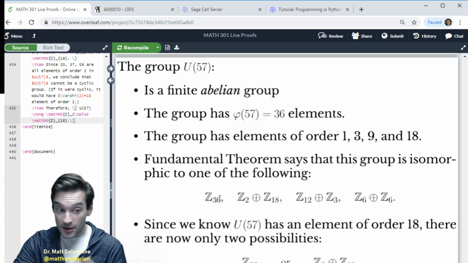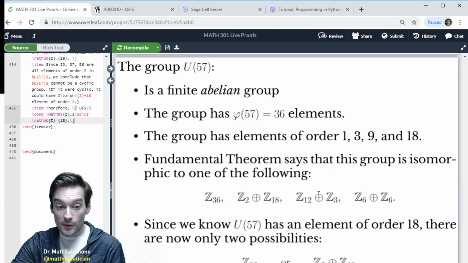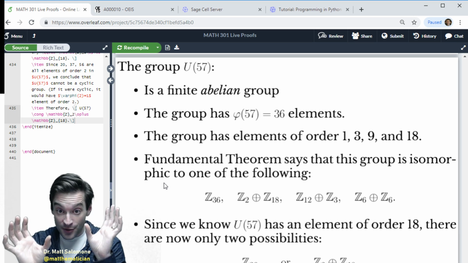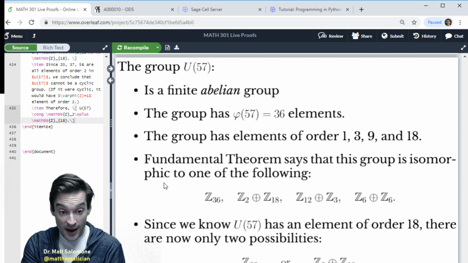Z36, the only cyclic version, Z2 direct product Z18, Z12 direct product Z3, and Z6 direct product Z6. We were able to rule out the latter 2 choices because those groups did not have elements of order 18. We knew that again by taking the least common multiples of divisors of each of the orders of those cyclic factors. So that narrowed us down to only the possibility of Z36 and Z12 direct product Z18.